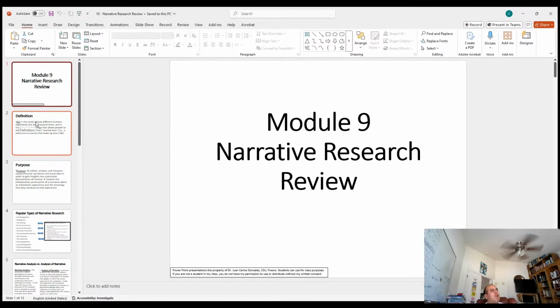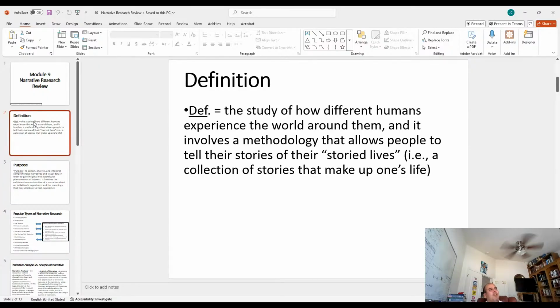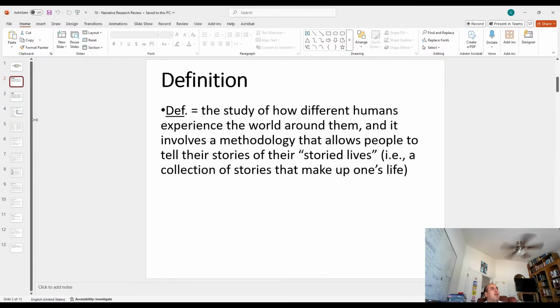So, what does this entail? What is the definition of narrative research? Narrative research is the study of how different humans experience the world around them, and it involves a methodology that allows people to tell their stories, their lived stories, such as a collection of stories that make up one's life. And so this is really what we're looking at.